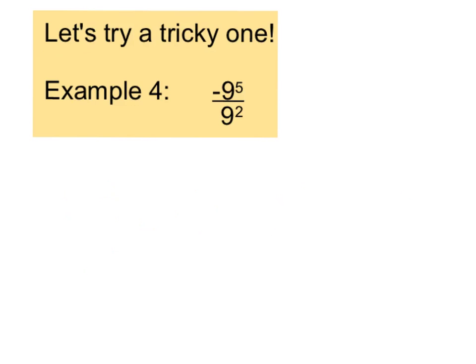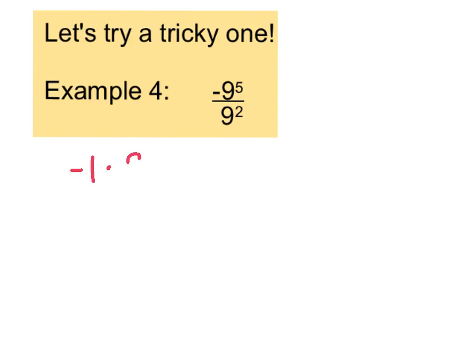Please write down example number 4, and I'm just going to give you a heads up. Sometimes this is a tricky one, so please make sure you write this one down and pay close attention. When we look at this problem, if we think about our rules, all of our rules have worked when we have the same base number. Now, the base numbers in this problem are similar, but not exactly the same. Can anybody think of a way we could get those base numbers to be the same? We could do it like this.